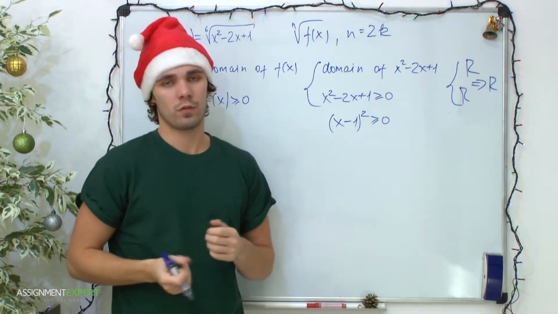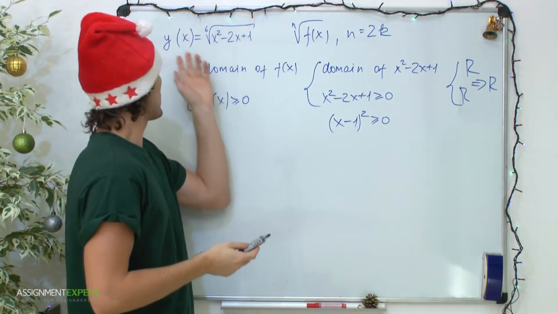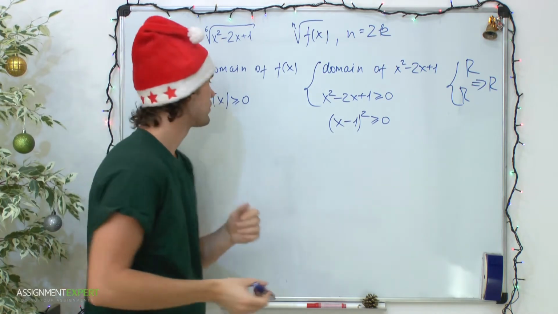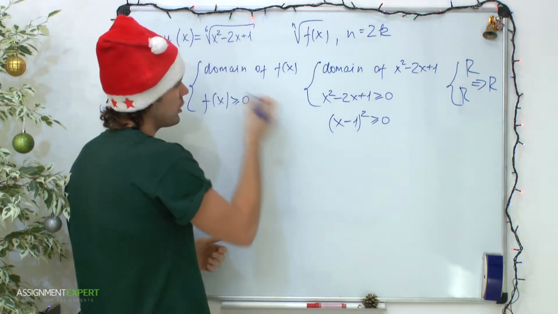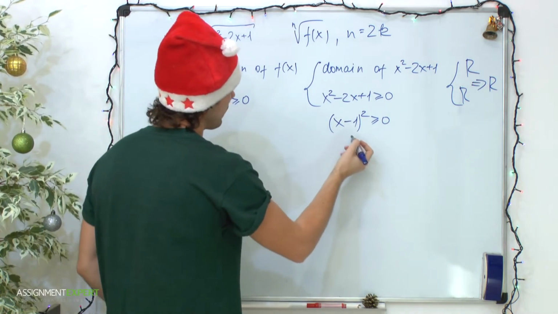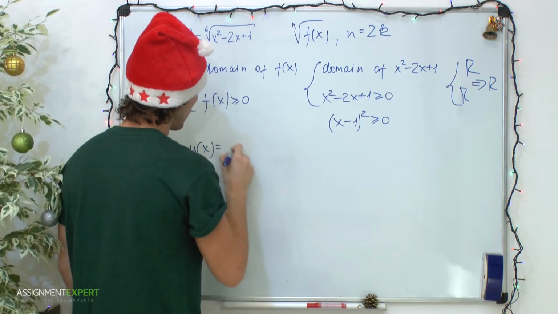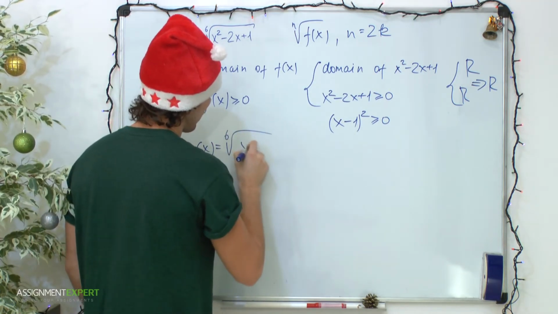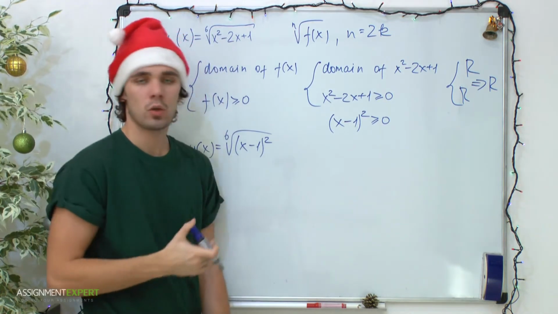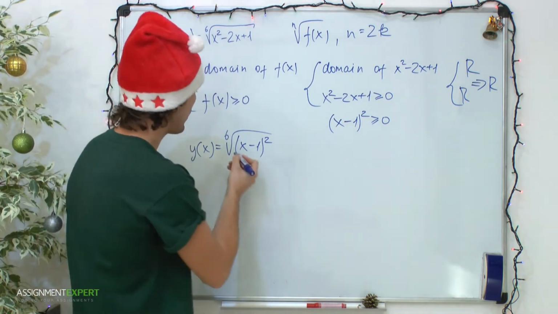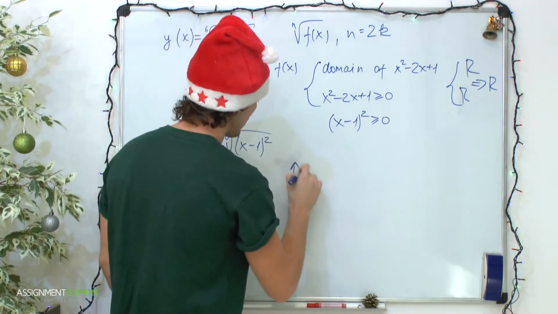Now let's find the range of our function. Recall that the range of a function is the set of values the function can gain. To find the range of our function, let's rewrite it and factor it as we have here. So we get y of x equals the sixth root of x minus 1 squared. Let's have a closer look at this function. We have x minus 1. On the plane, it's a straight line.